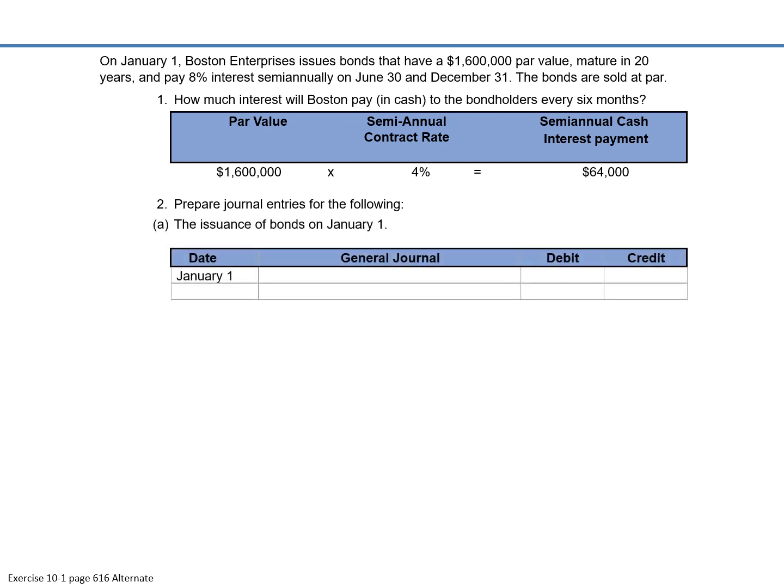Right? Prepare the journal entry for the following. So why don't you pause the recording, prepare the journal entry for the issuance of the bonds on January 1st. Then you can resume the recording and we'll go through the answer. All right, so on January 1st, when we issue the bonds, we're going to debit cash for the par value. I'm going to credit bonds payable for the par value.